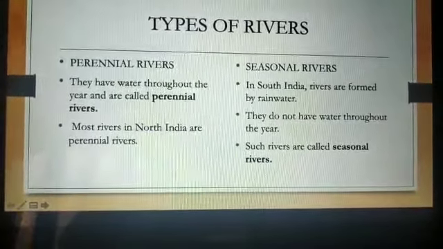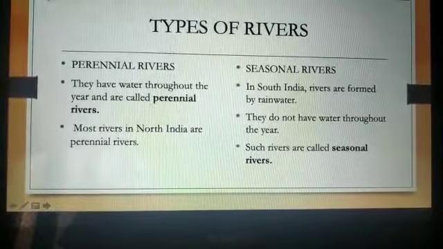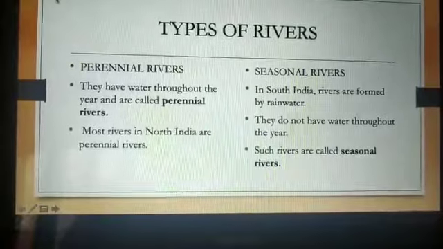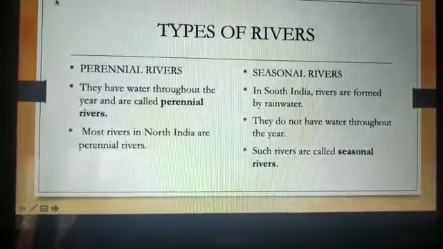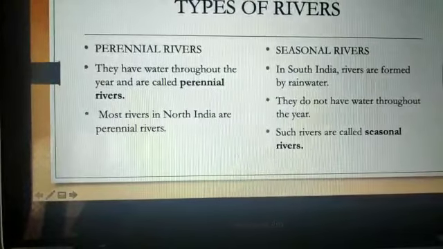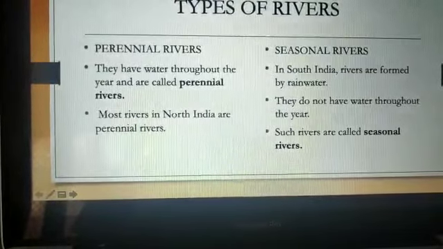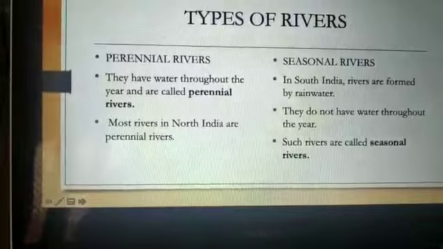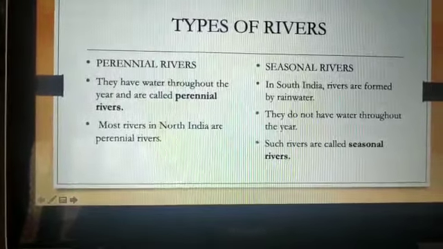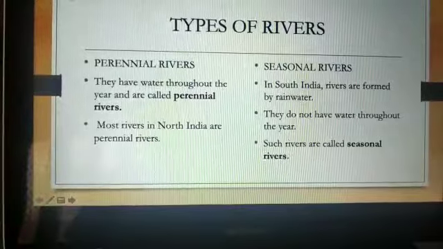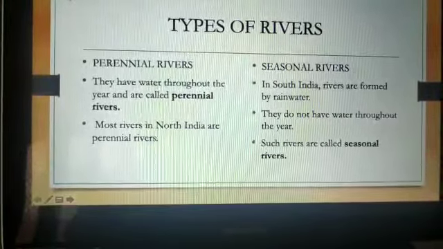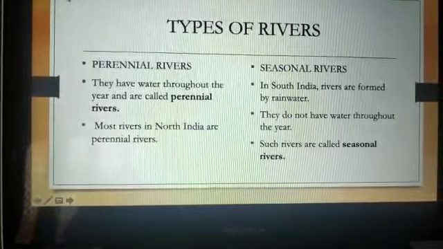In South India, rivers are formed by rainwater. In the southern region of India, all the rivers are formed by rainwater. Most of the rivers in North India are perennial rivers. Got it? Perennial rivers have water throughout the year, and seasonal rivers do not have water throughout the year.